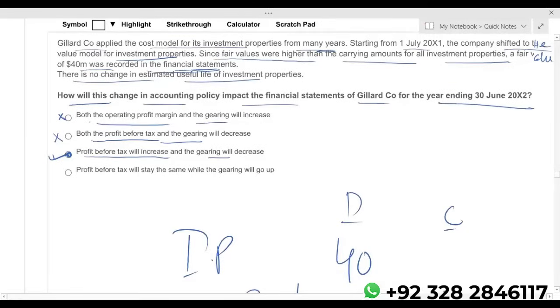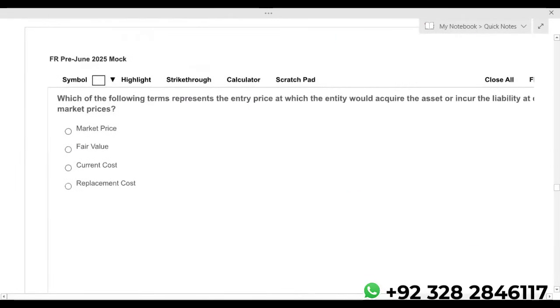Okay, now let's move. Which of the following terms represents the entry price at which the entity would acquire the asset or incur a liability at its current market prices? So entry price is simply the current cost. Right now, what is the value? That's it. It's not about what is the fair entry cost. What is the current cost right now? That's it. Nothing else.